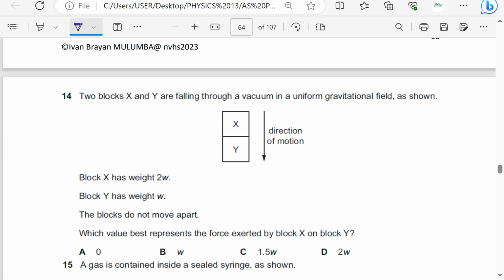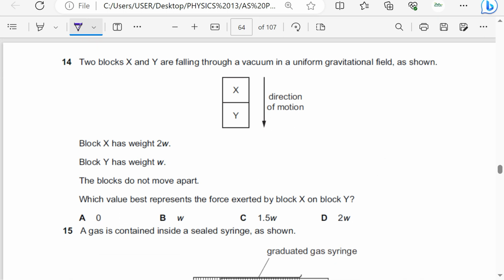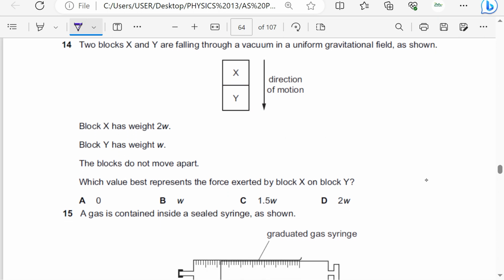Two blocks X and Y are falling through a vacuum in a uniform gravitational field as shown. Block X has weight 2W, block Y has weight W. The blocks do not move apart. Which value best represents the force exerted by block X on block Y?